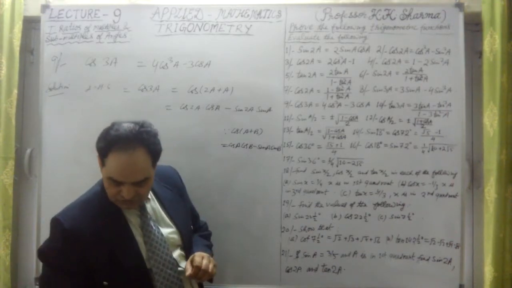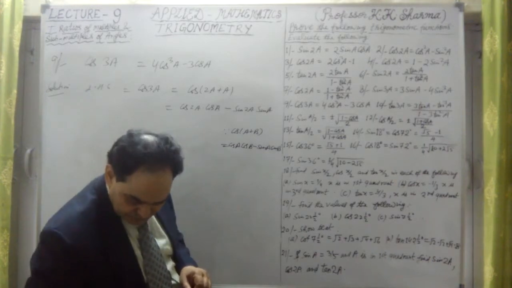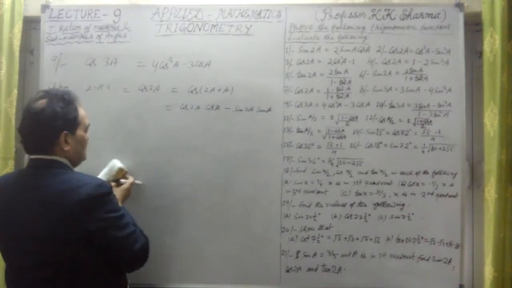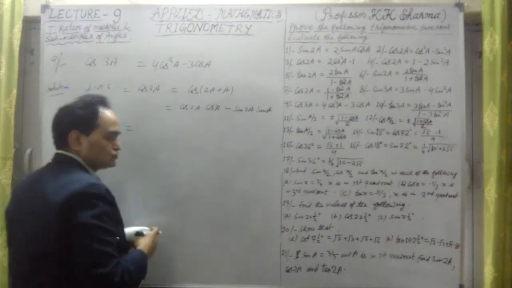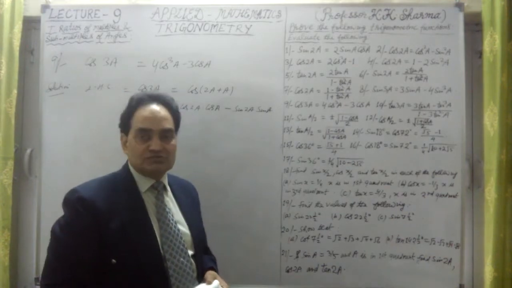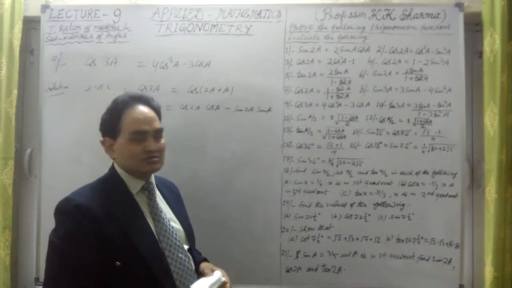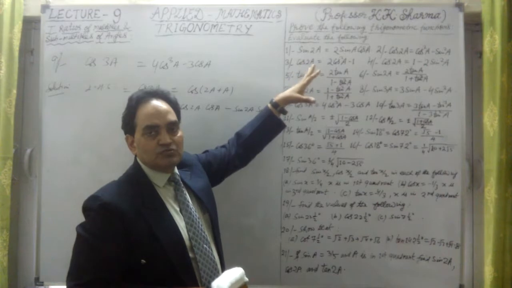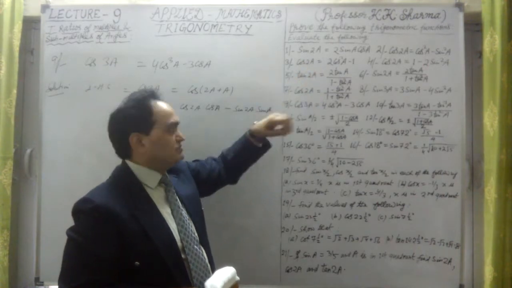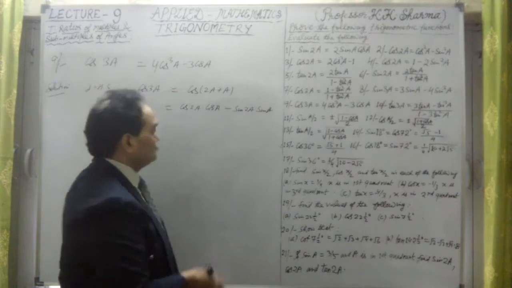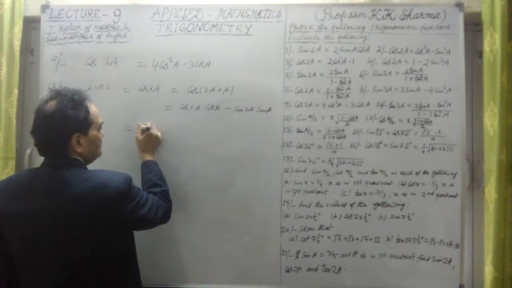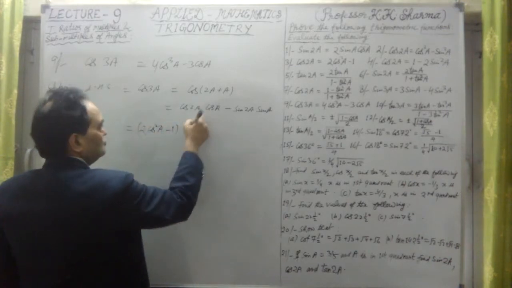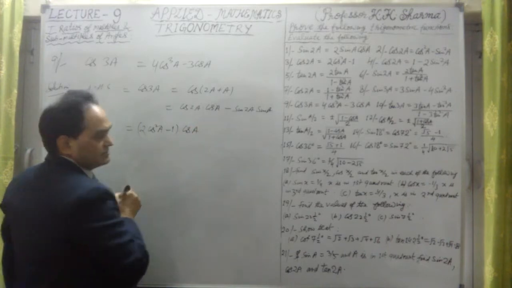Okay, that cosine formula we have to then apply. Okay, let us take cos 3a. Now, cos 2a is to be expressed in terms of cos only: 2 cos square a minus 1, from formula number 3. This formula we will substitute in place of cos 2a. That will put cos 2a as (2 cos square a minus 1) into cos a. We will multiply this by this.